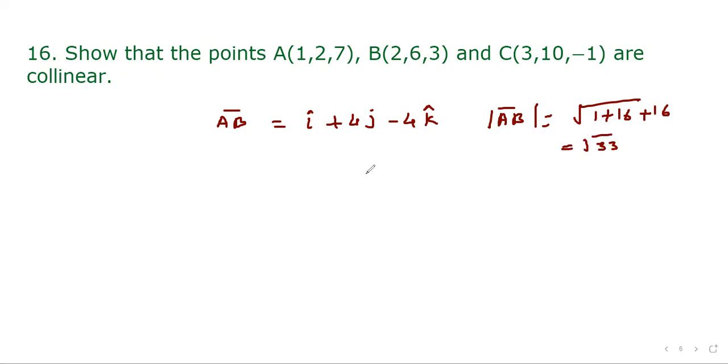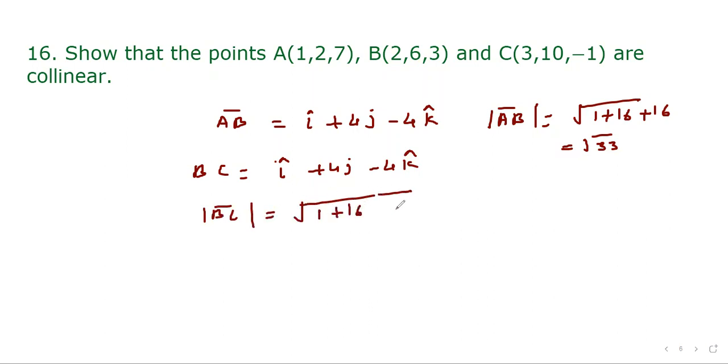Similarly, we find BC. First let's write the vectors. So this will be i cap, then 10 minus 6, that is 4 j cap, and then minus 1 minus 3, minus 4 k cap. So here, modulus BC, if we find, will be equal to root of 1 plus 16 plus 16. So this will be root 33.